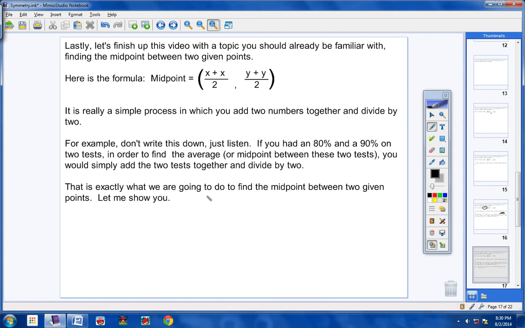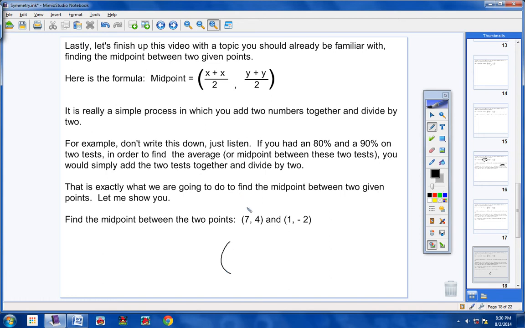That is exactly what we are going to do to find the midpoint between two given points. Let me show you. Now, I'd like you to copy this in your notes, please. I want you to find the midpoint between these two points. So pretend you had the point plotted on a coordinate plane, 7, 4, and pretend that you had this point plotted on a coordinate plane, 1, -2, and I wanted you to find the point right between them. Well, according to this formula right here, we're going to add our 2 x's and divide by 2, add our 2 y's and divide by 2.